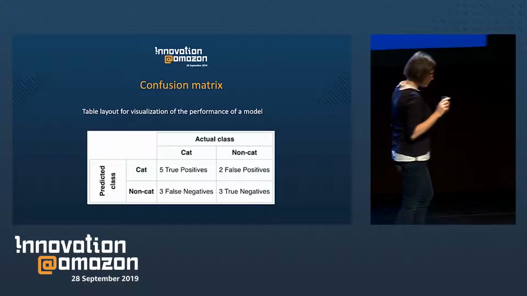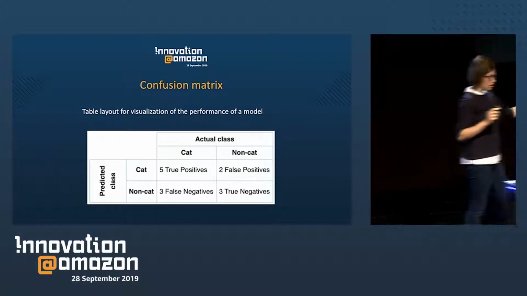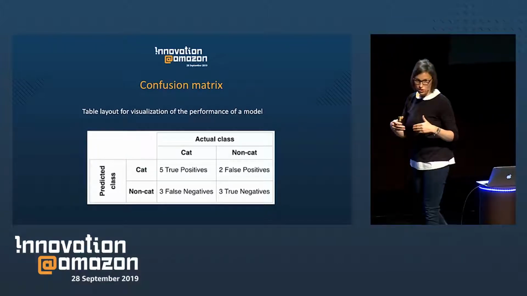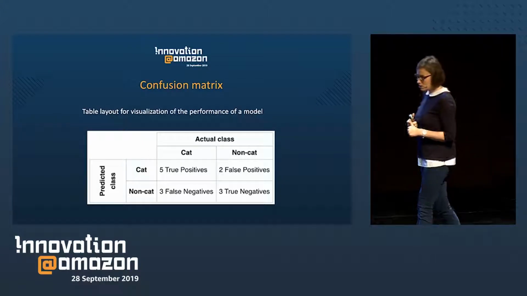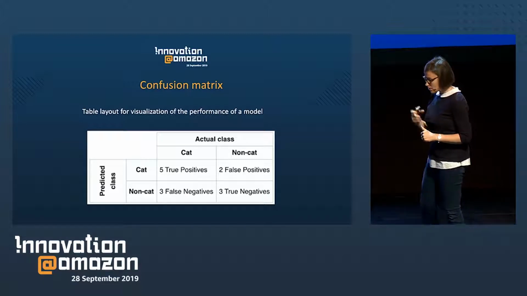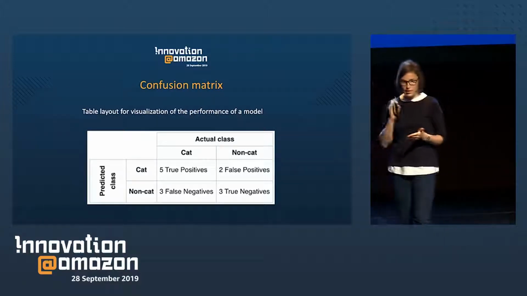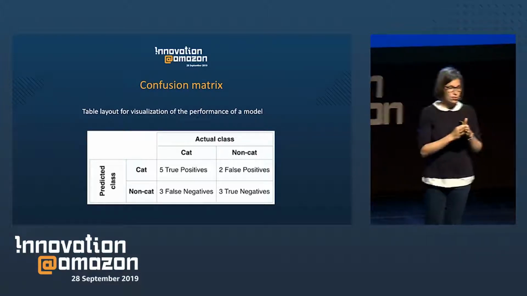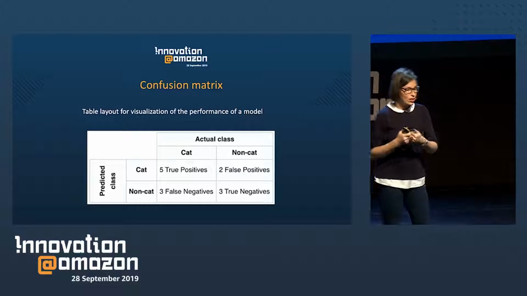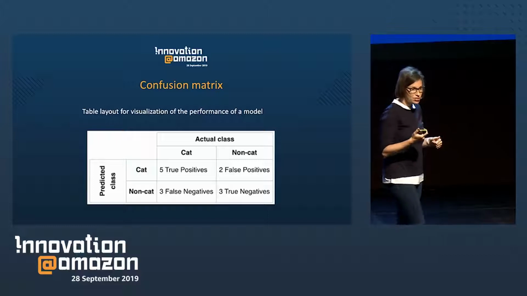So oftentimes people are reporting on accuracy. Accuracy means you take all the predictions that went well, so you predicted well, and divide that by all predictions. The problem with accuracy is, let's say you want to predict if something is a cat or is not a cat, and in your data 99% of the images are showing a cat and only 1% is showing a dog. So if you always predict that it's a cat, then you have 99% accuracy.